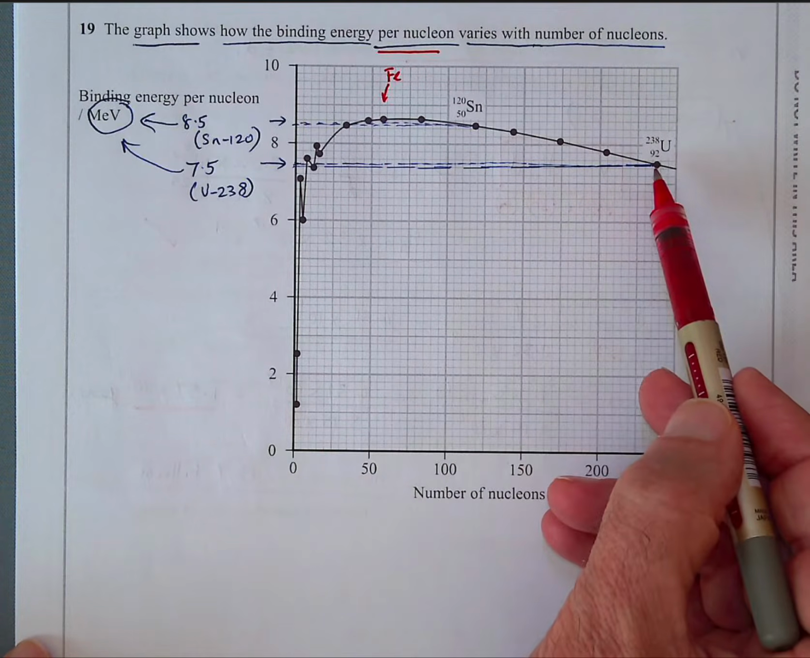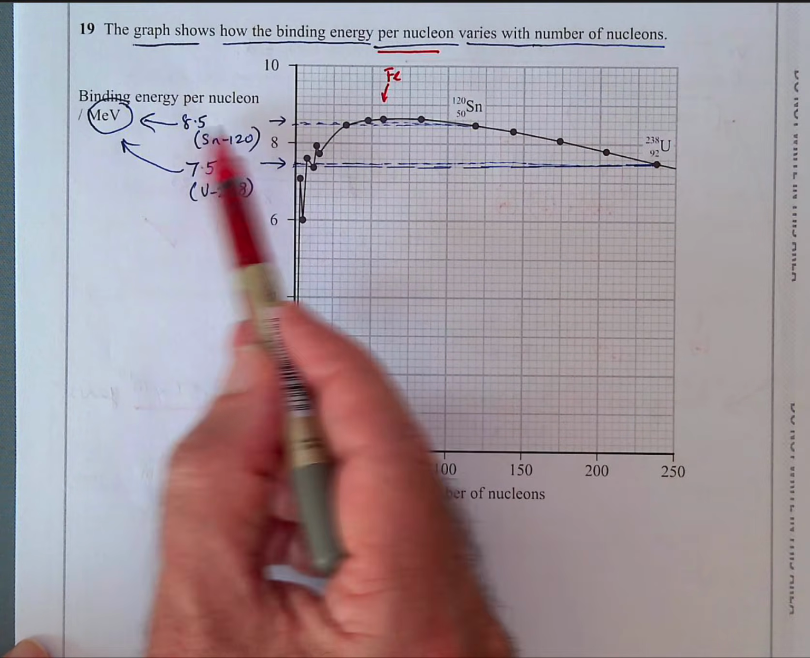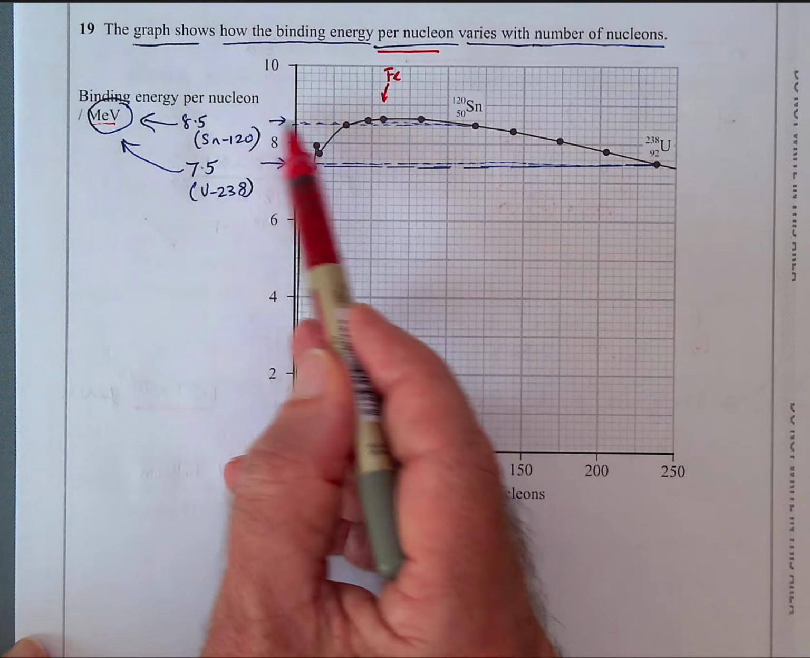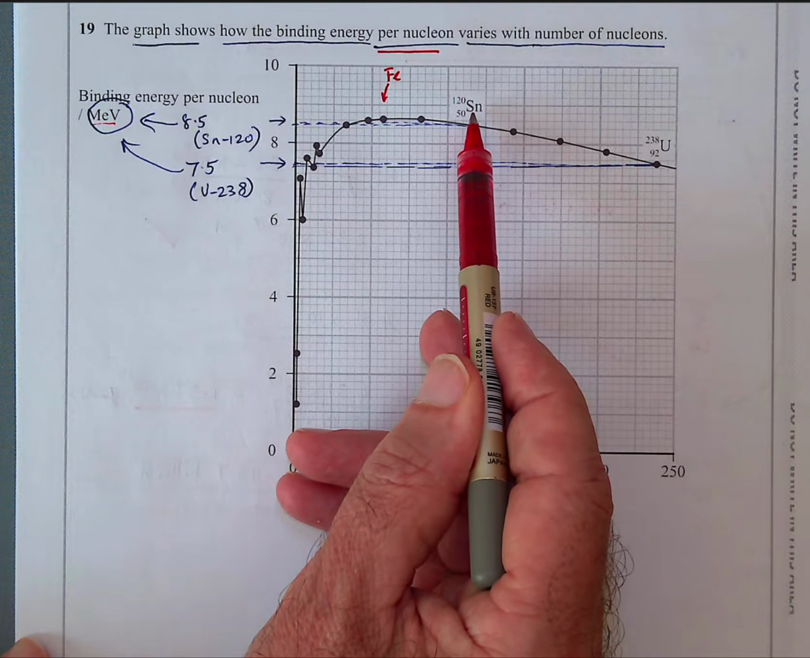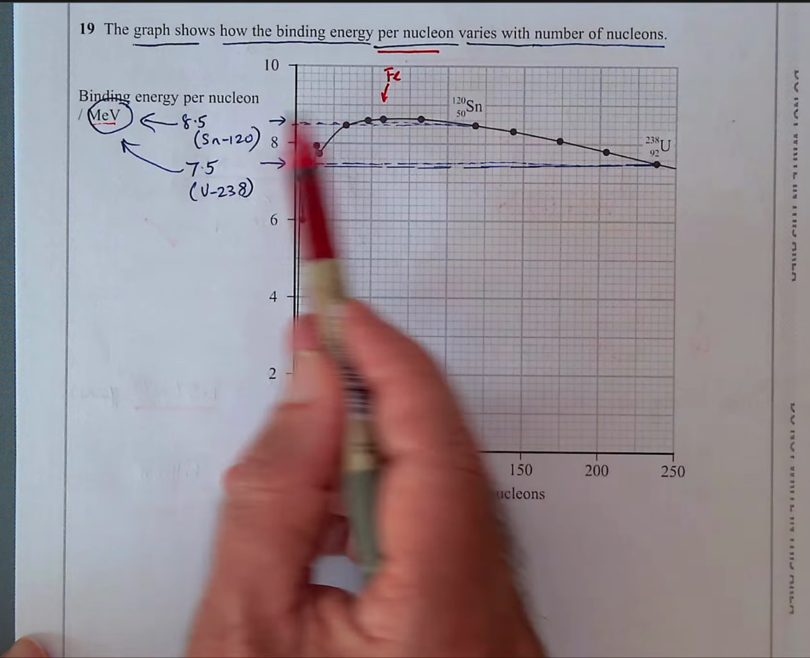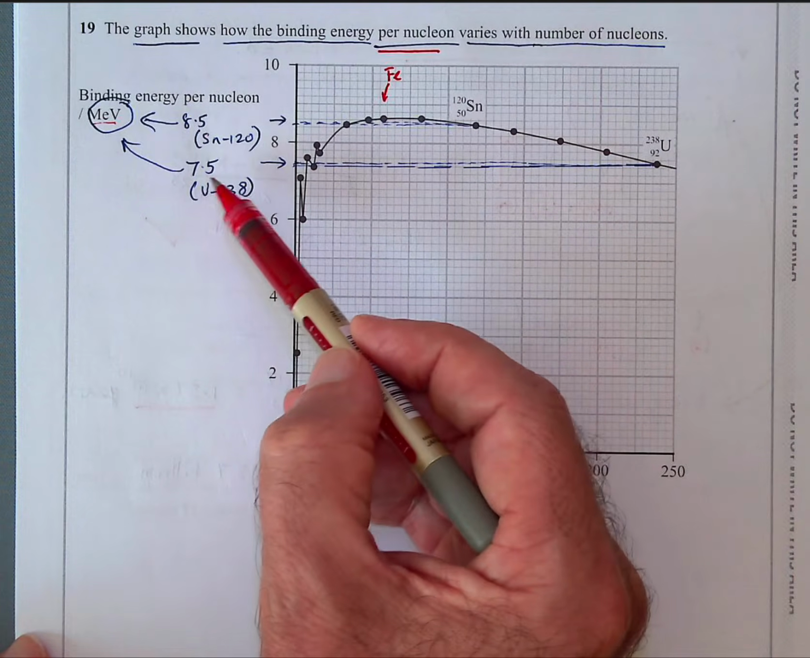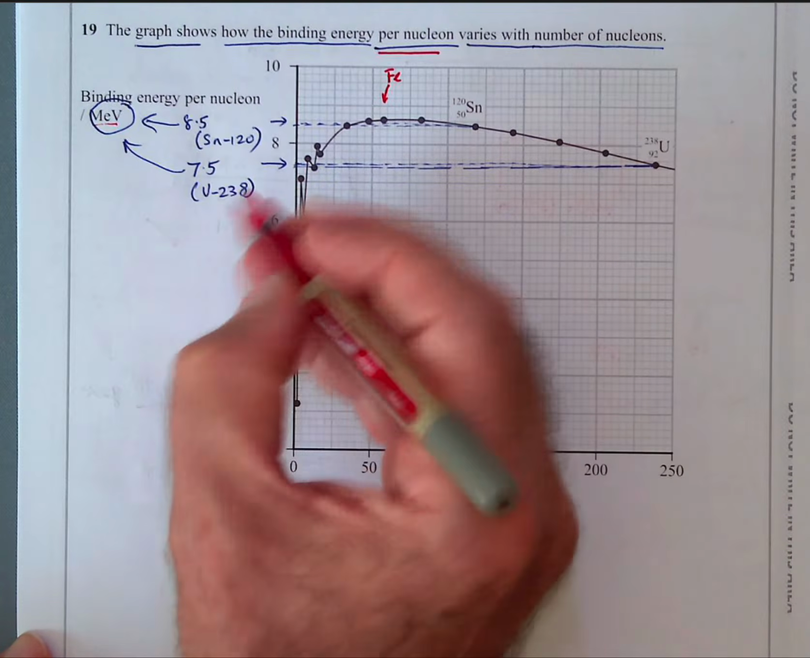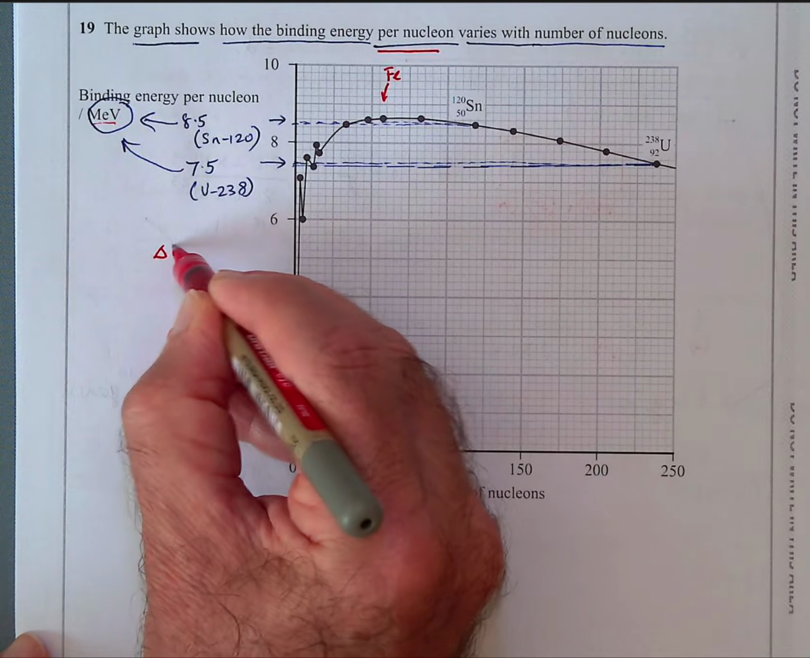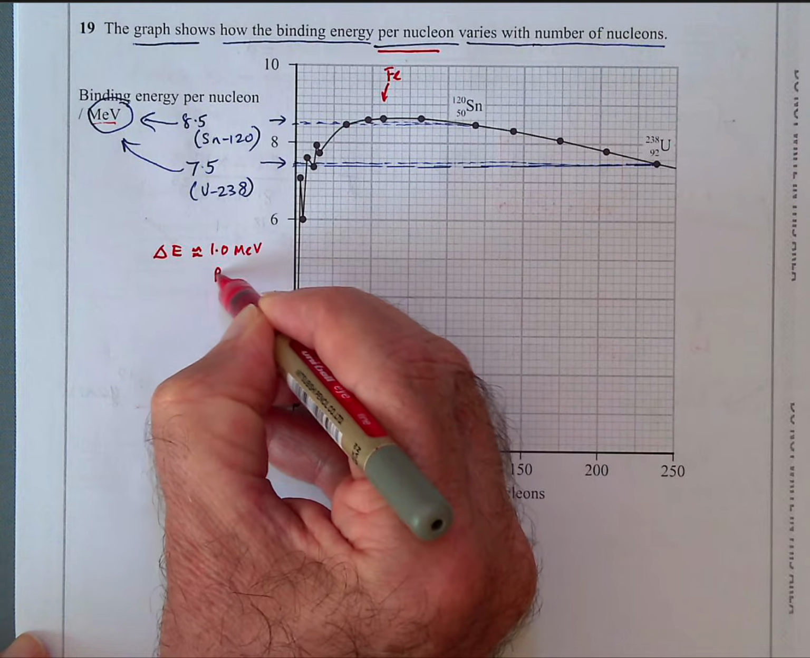Uranium is lower, and uranium's value, for example, is 7.5 binding energy per nucleon, given in mega electron volts, whereas the peak is closer to 8.6. In this question they're looking at tin 50, which is 50 protons, 120 neutrons, that's about 8.5. So the difference from going from there to there is about 1.0 mega electron volt, but remember that's per nucleon.